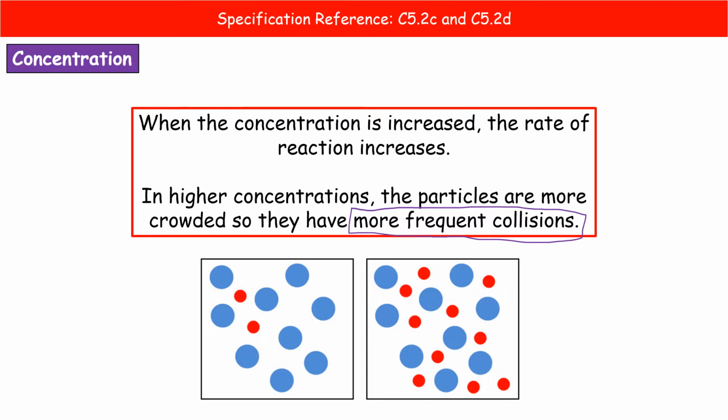So if we look at our little diagrams at the bottom, we can see on the left we've got a low concentration, on the right we have a high concentration. How do we know? Because if we look at the little red particles, then we have a greater number of them in the same volume, because our box is the same volume there. So we've got more of those red particles in the same volume, they are more crowded, therefore they're going to have more frequent collisions with our blue particles. So rate of reaction is going to increase.